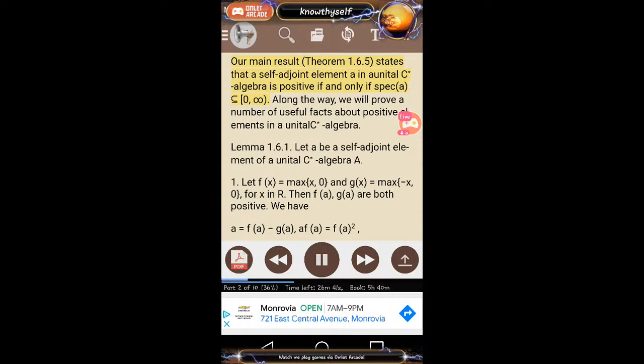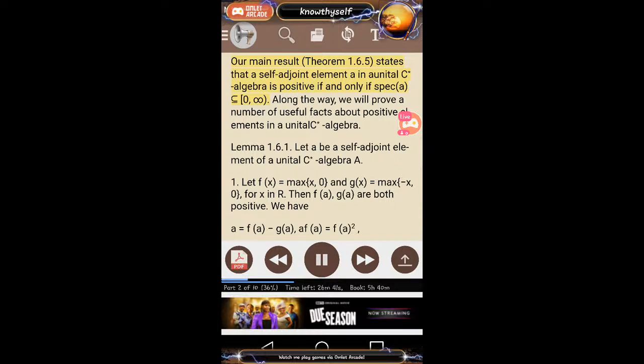Our main result, Theorem 1.6.5, states that a self-adjoint element A in a unital C*-algebra is positive if and only if spec A is contained in [0, infinity). Along the way, we will prove a number of useful facts about positive elements in a unital C*-algebra.